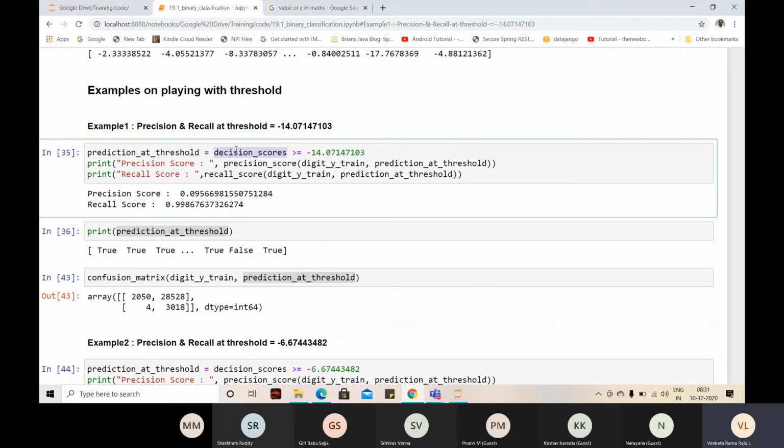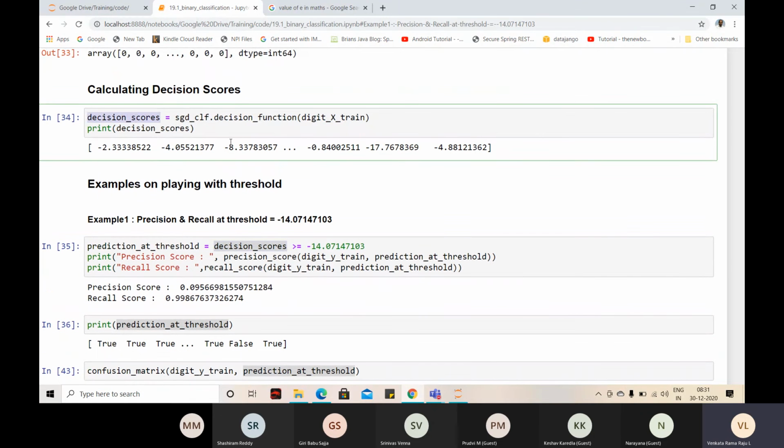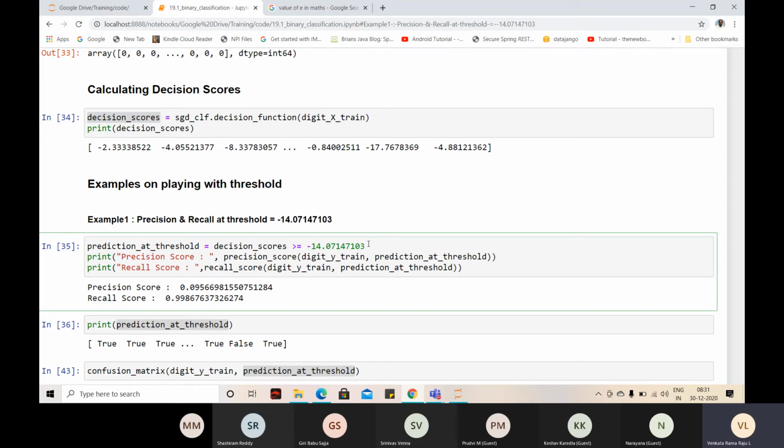You take decision scores. If you want to tweak the model's precision or recall, if the model expects more precision or more recall, you can take decision scores, take different thresholds, and then play with it. You know which one to take, I will show you in a moment. There is a curve which shows you at which point how the precision and recall scores are behaving. This is Seshiram's question. I'll answer it in a moment.